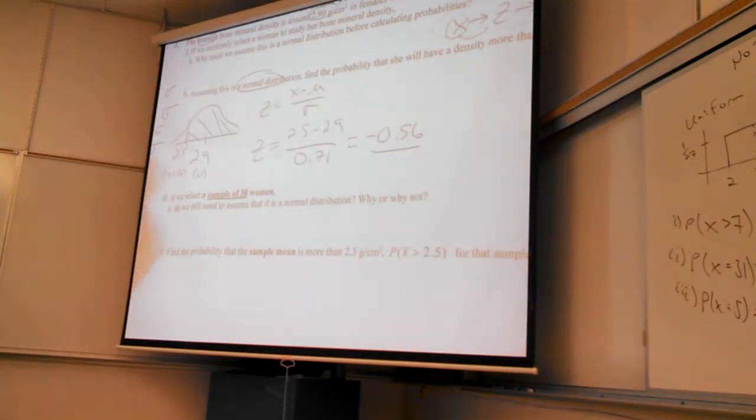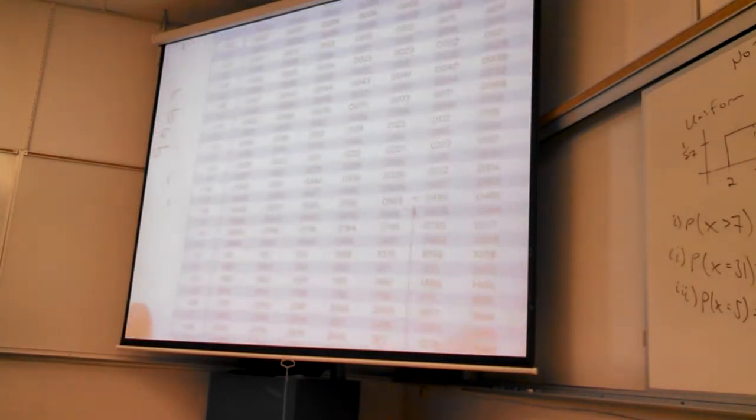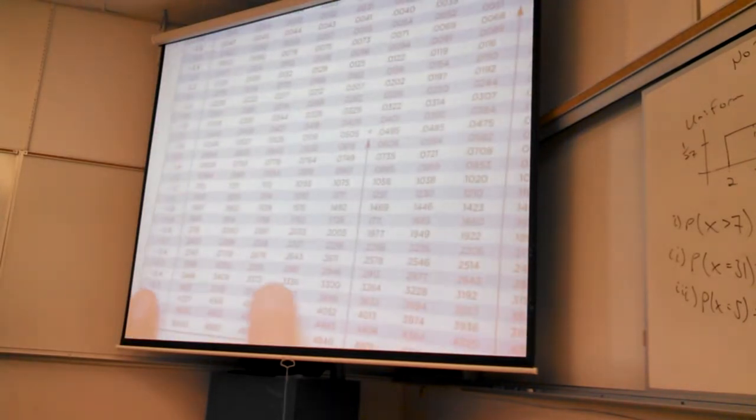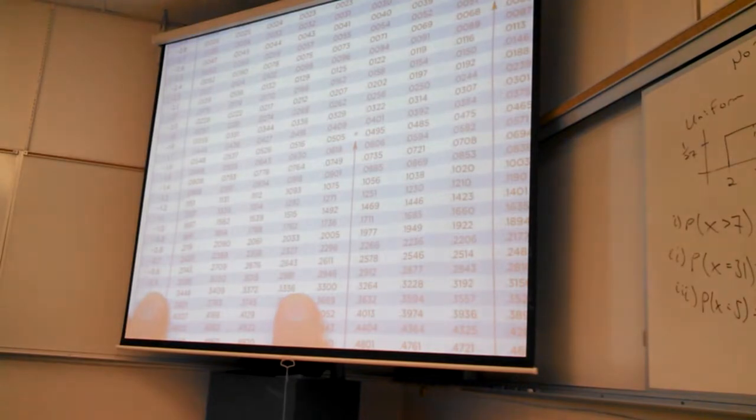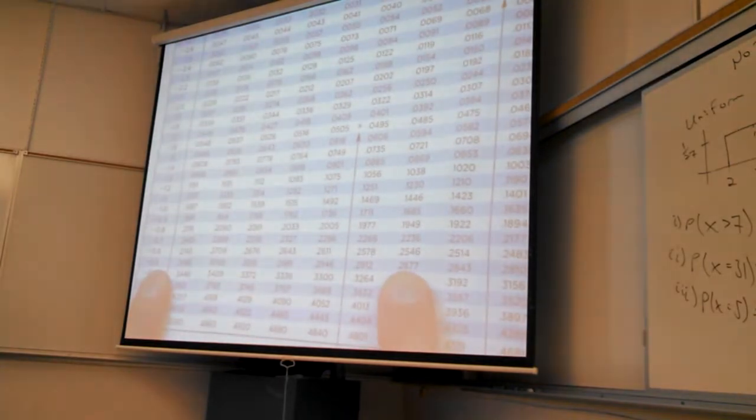I can look it up. Does anybody need a z-score chart? You're all good? Don't forget, you have to bring this tomorrow. I might have a couple spares. No problem. So if I look at negative 0.56, negative 0.5... I'm not laughing at you, just laughing near you. Negative 0.56 looks to be there, right?